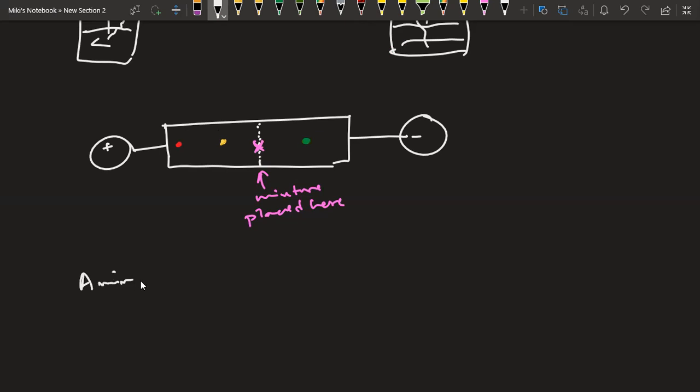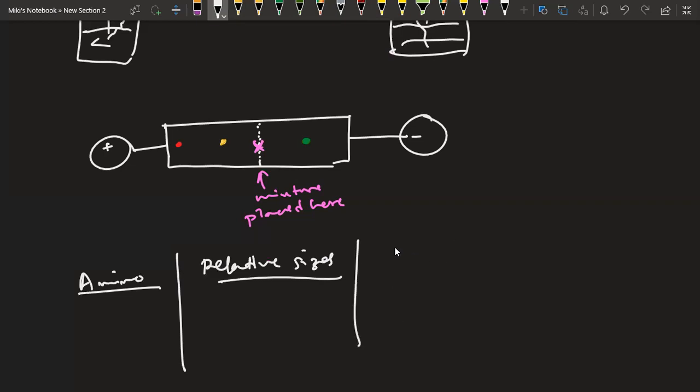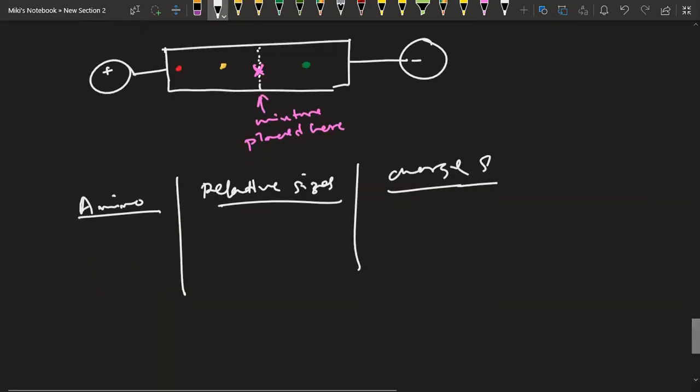So amino acids, we have, let's say, relative sizes. I will explain this, don't worry. And we have the charges. So what is happening here? Let's say amino acids A, B, and C are marked here. Let's say this is A, this is B, and this is C. These are the amino acids we found after the experiment. Now, what sort of changes happened here? We have to just identify them.